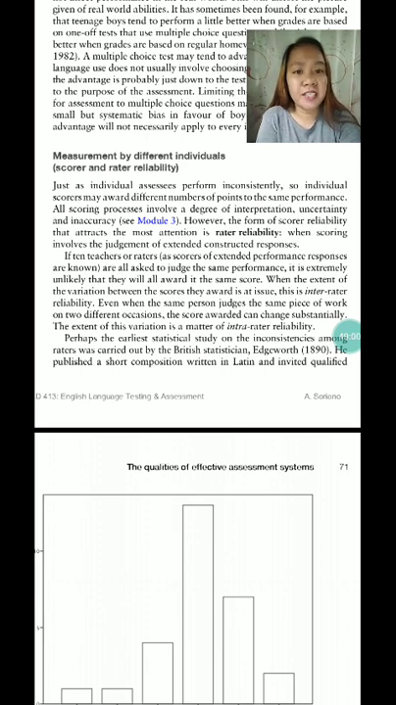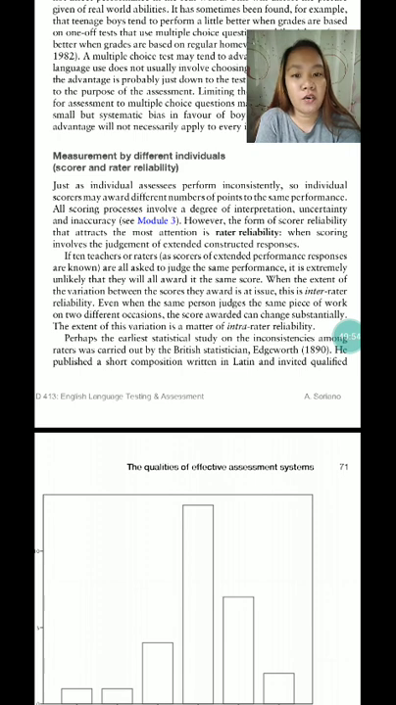Measurement by different individuals: scorer and rater reliability. Just as individual assessees perform inconsistently, so individual scorers may award different numbers of points to the same performance. All scoring processes involve a degree of interpretation, uncertainty, and inaccuracy. However, the form of score reliability that attracts the most attention is rater reliability, when scoring involves the judgment of extended constructed responses.